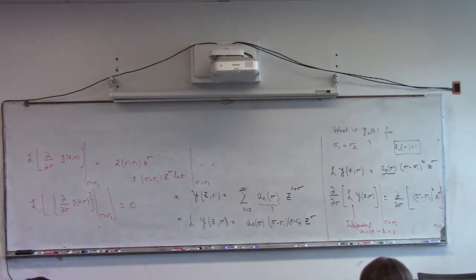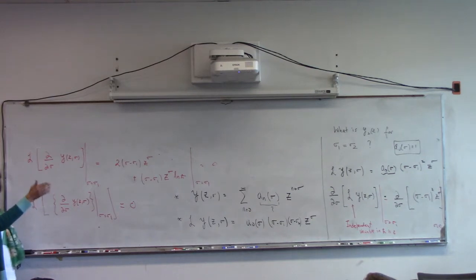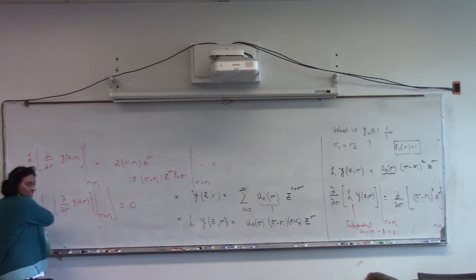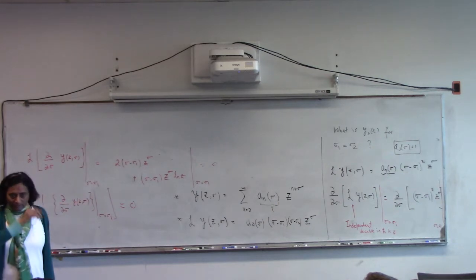L is what? The differential operator. This is nothing but d squared over dz squared plus p of z d over dz plus q of z. You have to remember this as your differential operator.